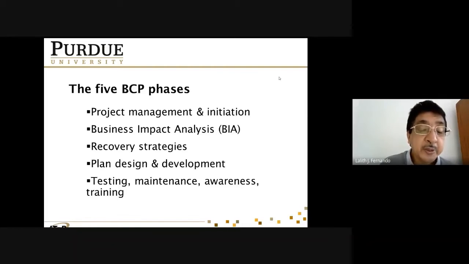Then the last phase would be testing the plan and maintaining the plan. Maintaining in the sense, now there can be certain types of amendments or certain types of changes to the plan, and you need to make an awareness among everyone and train the people to act on a certain disaster with the plan.